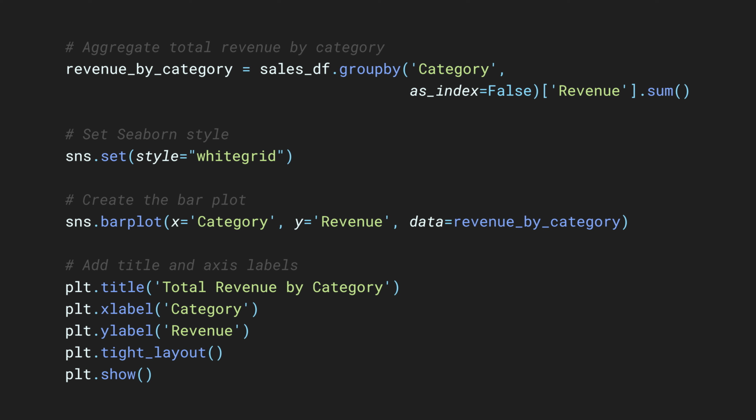Then next we create a bar plot using the sns.barplot function, which is similar to the plot method in Pandas but offers more customization options. We specify the x and y axes, the data source, and then add a title and axis labels. The plt.tight_layout function adjusts the layout to prevent overlapping elements, ensuring that everything fits nicely within the figure. Finally, we display the plot with plt.show, which will pop up a window with the plot.